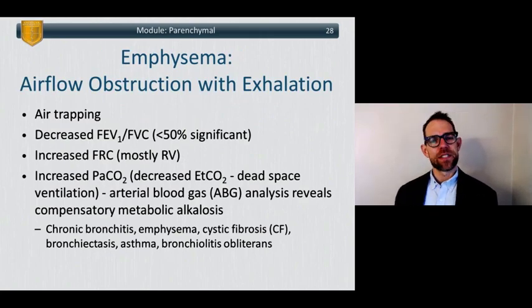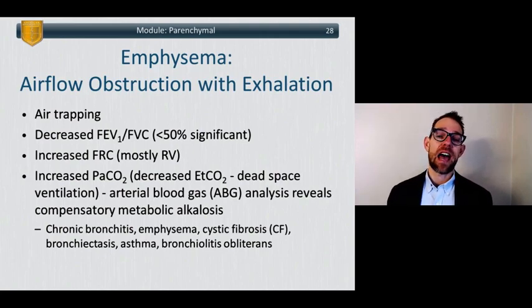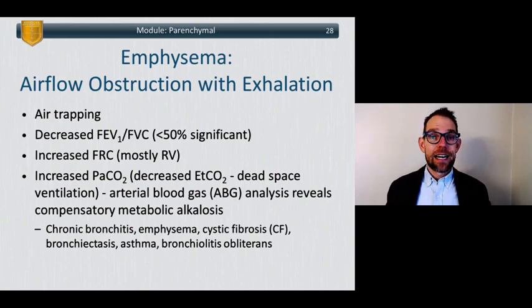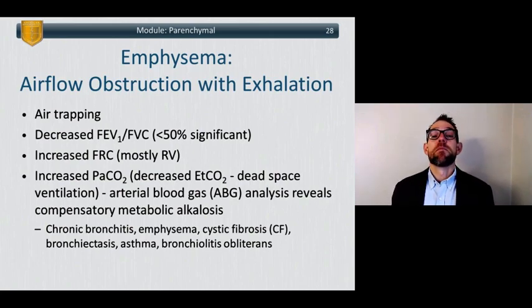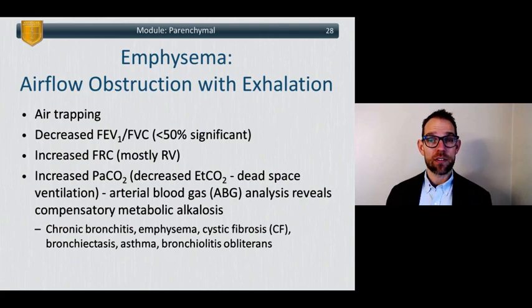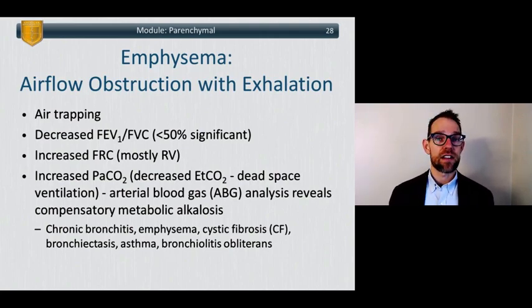So what is emphysema exactly? It is airflow obstruction with exhalation. So these patients are characterized as having air trapping. We see a decreased FEV1 over FVC ratio. Of course, less than 80% means they have it. Less than 60% is moderate COPD, and less than 40% or less than 50% is considered severe COPD. You really want to start focusing on those patients that have an FEV1 over FVC ratio of less than 50%.